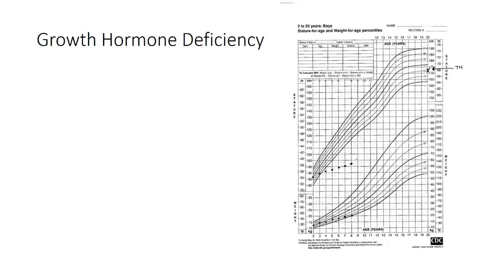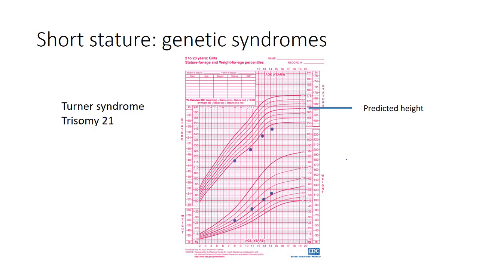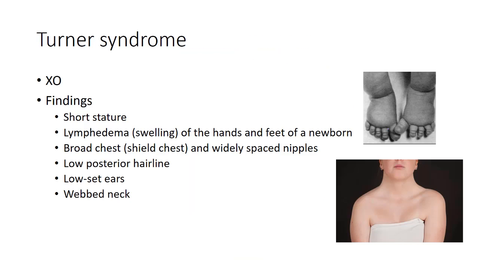Growth hormone deficiency is very unusual. You're not going to see this very much in the clerkship, but just so you know, if you don't have any growth hormone, you're just not going to grow, and you're going to have a lot of other problems. There are genetic syndromes associated with short stature. Two of the more famous ones that we want to talk about in the clerkship are Turner syndrome and trisomy 21. And again, this is where you'd have a predicted height up around the 5th percentile, and you have a person tracking at the left less than the 5th percentile.